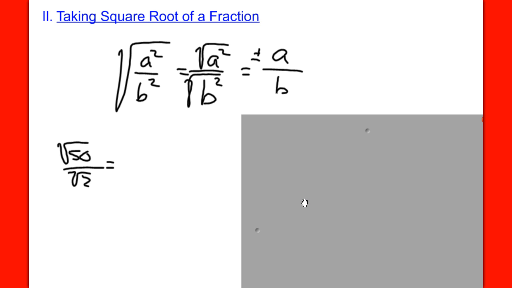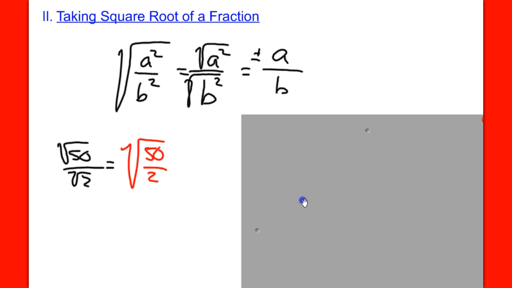Square root of 50 over 2. Now, is 50 a perfect square? Nope. How about 2? Nope. So this might be a good time to bring the two separate radicals into one fraction, right? And let's just simplify it as a single fraction.